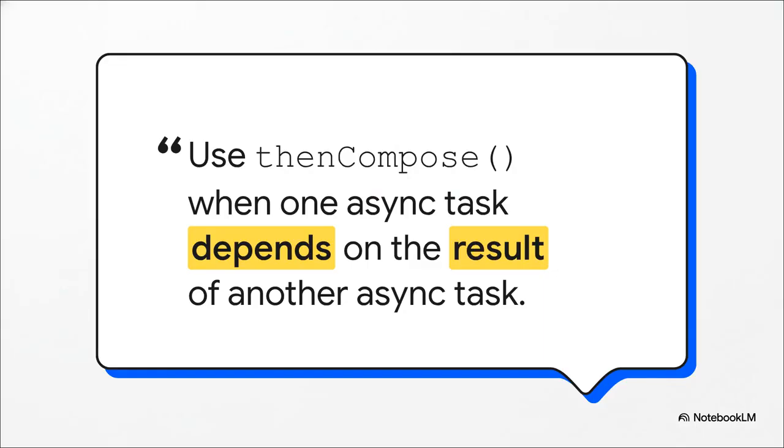Beautiful. So here it is, the one rule you need to remember. Use thenApply when you're doing a simple synchronous transformation on a result, like, say, turning a string to uppercase. But you use thenCompose when your next step is another asynchronous task that needs the result from the first one. Getting this distinction right is probably the single biggest step to mastering CompletableFuture.